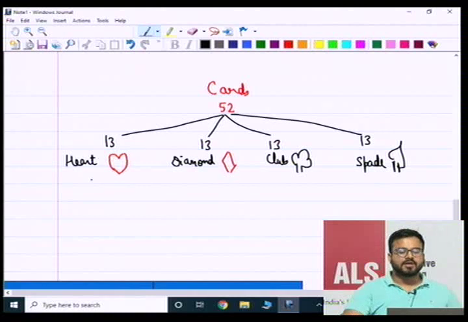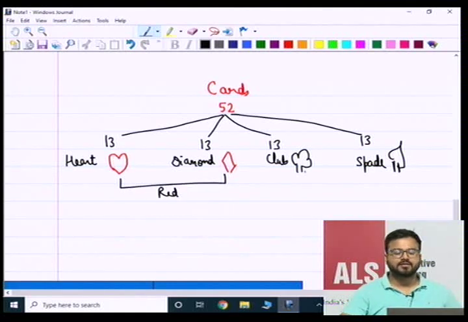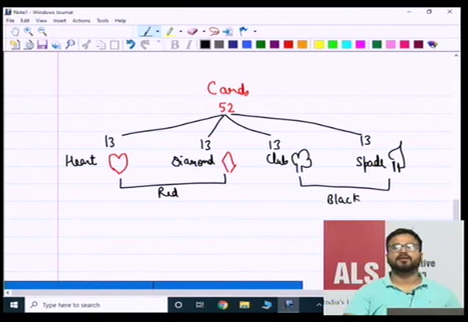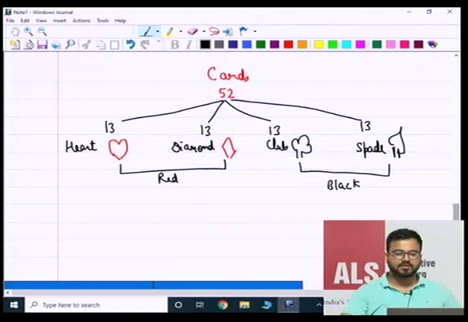Now, in these 13 cards of each suit, the heart and diamond, as you can see, are red color and the other two are black color. So we can say in 52 cards, we have 26 red color cards and 26 black color cards. Each of the 13 cards has the same set, only all of them are heart, or all of them are diamond.